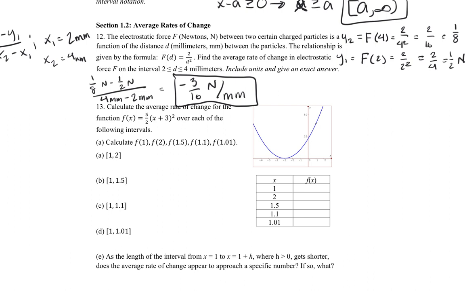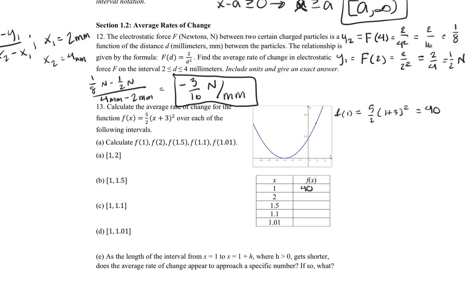Okay, so we have some more average rate of change practice going on here. If we look at part A, we are calculating the y values at these specified x points. For this first one, f of 1 is going to equal 5/2 times 1 plus 3 squared, which is equal to 40. So I'll just put that down here.